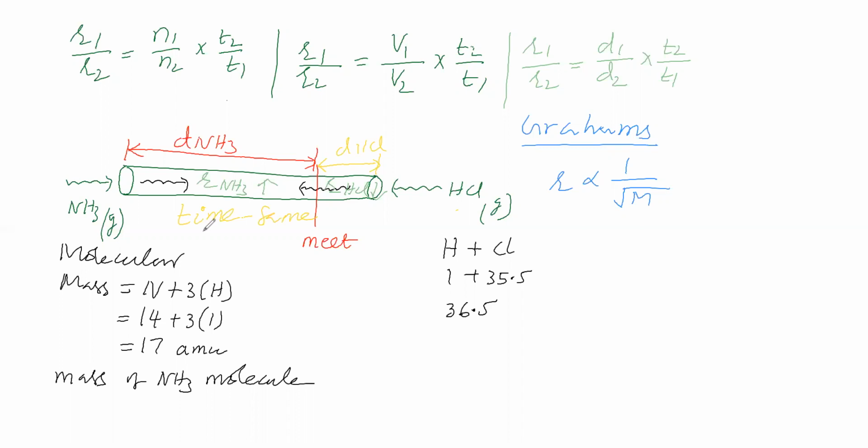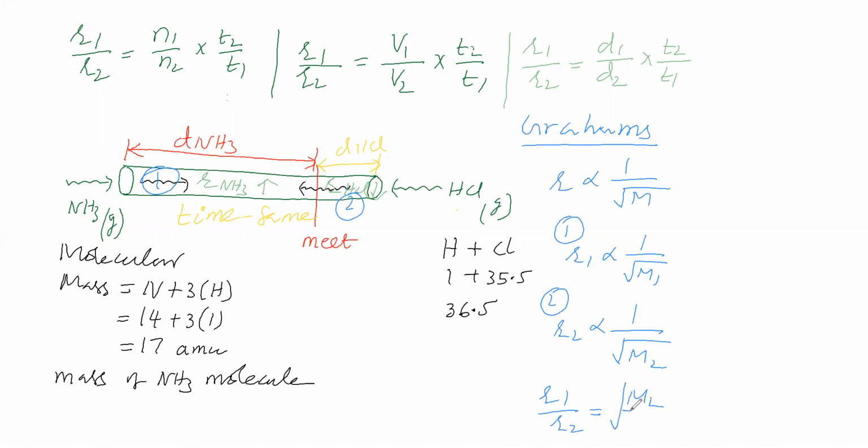If we take this as the first gas, for the first gas let us say R1 is directly proportional to 1 by square root of molecular mass M1. Let us take this as the second gas. For the second gas, R2 is directly proportional to 1 by square root of molecular mass M2. Now we can come to an idea that R1 by R2 is equal to square root of M2 by M1.